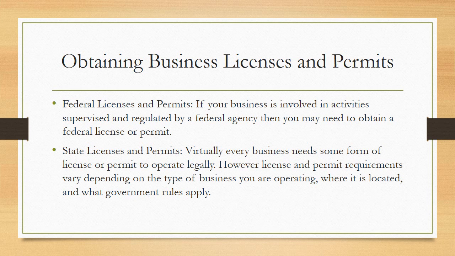There are certain business licenses and permits you will need to obtain. Federal licenses and permits: if your business is involved in activities supervised and regulated by a federal agency, then you may need to obtain a federal license or permit. Examples are selling alcohol and firearms.